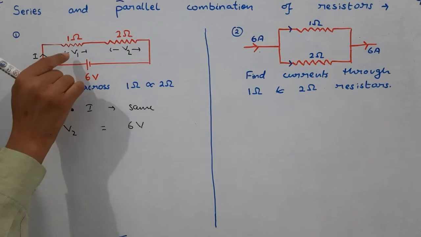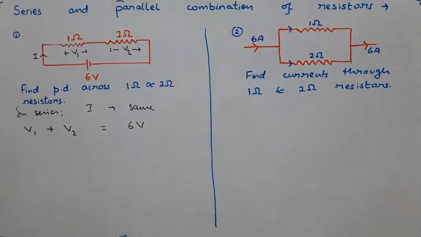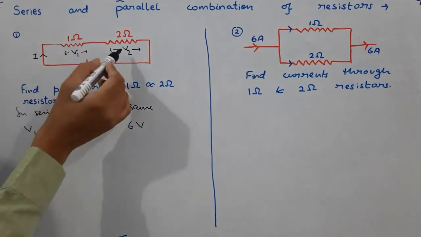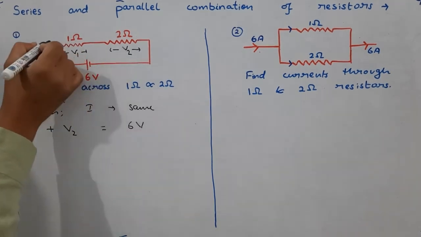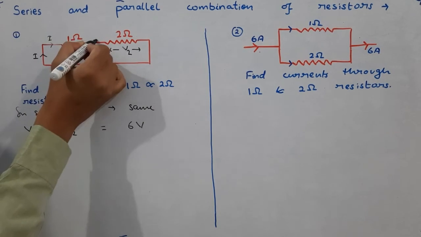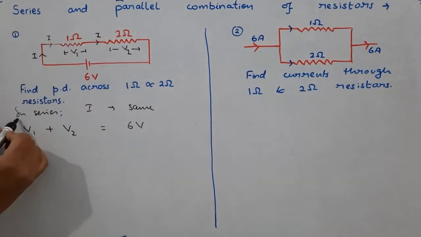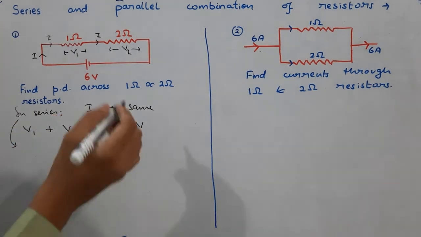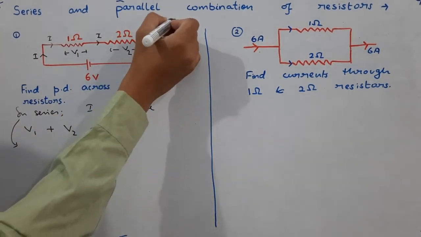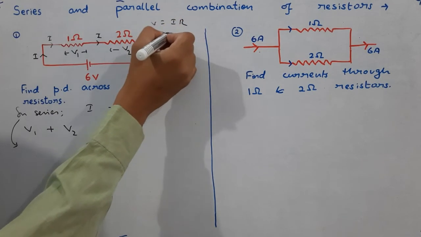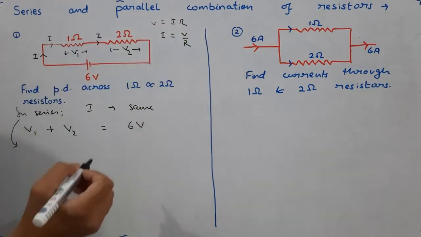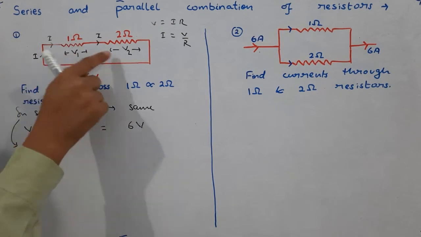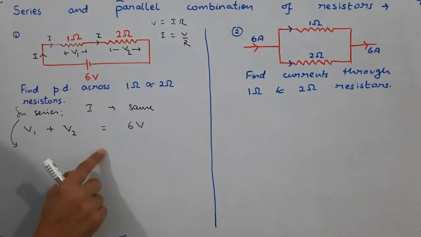Now, if you use Ohm's law, then V1 is how much? I times R1. V2 is how much? I times R2. Here the current is I and here also current is I. So I will use this concept that in series current remains same. Now we know V is equal to IR. So what should be our I? Our I should be V by R. So I will use this concept that current remains same in both the resistors to frame one equation.